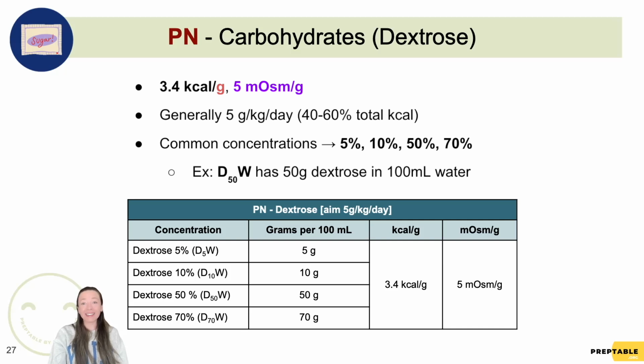If you see D50W, this signifies that the concentration equates to 50 grams of dextrose in 100 milliliters of water. And if you look at the graph, I have broken it down into each concentration percentage to visualize this concept. The reason we offer these different concentrations is because the higher dextrose concentrations are used to decrease the total volume, which is great for patients requiring a fluid restriction.